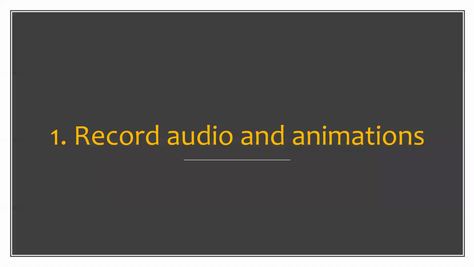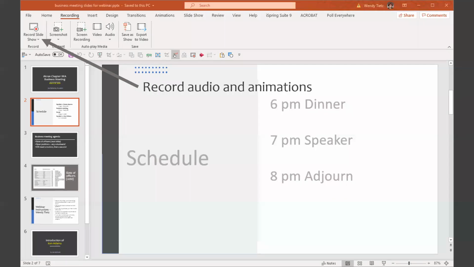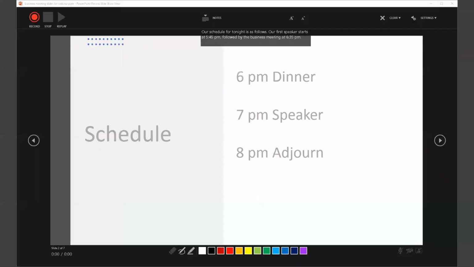So first one, record audio and animations. This is the really exciting one. This is the one you're going to do most of the time. So when you record audio and animations, what you'll do is click Record Slideshow. So you're in your PowerPoint, you're going to be on the slide where you want to record, you click Record Slideshow, and then your screen is going to look like this. On the slide that you're in, you have a big red record button in the upper left corner, and that will turn on the audio recording so you can record whatever you want to say about the slide.